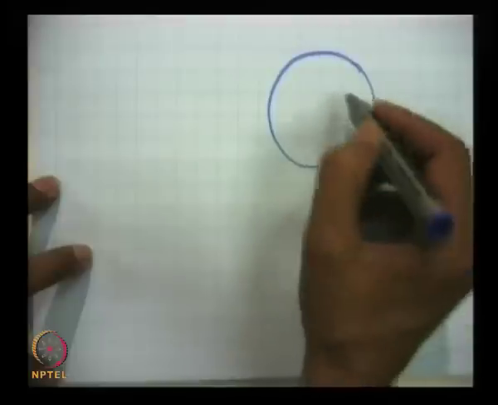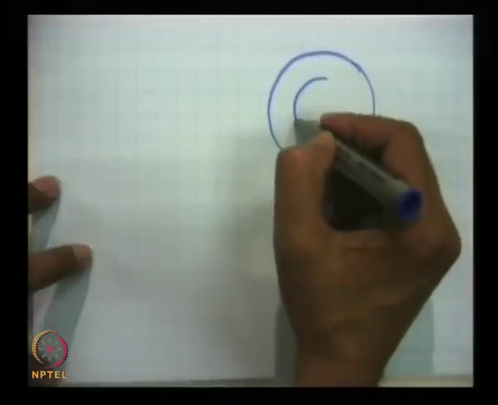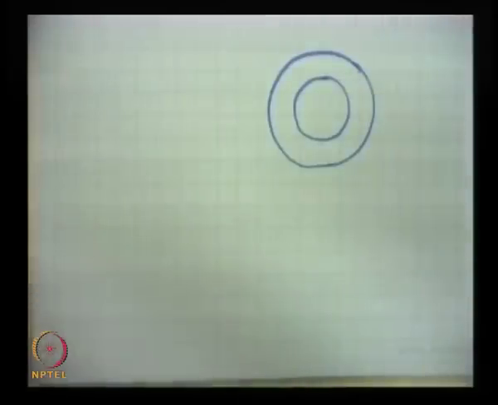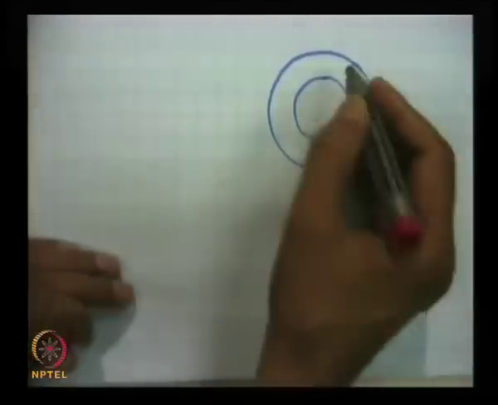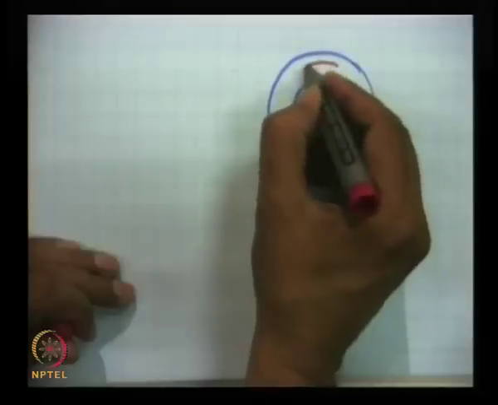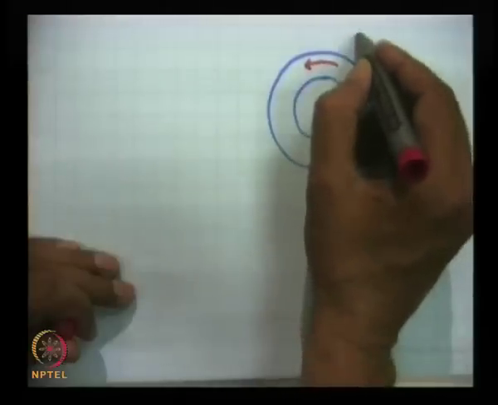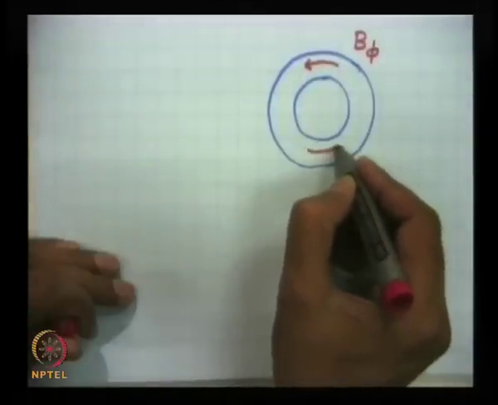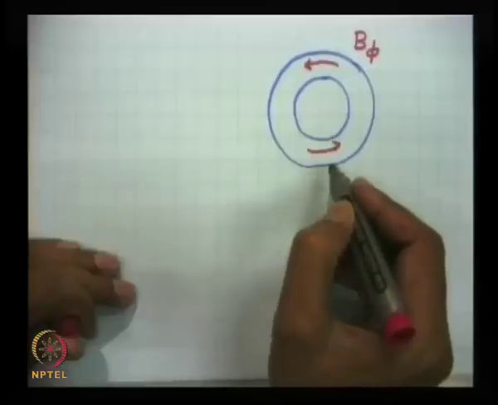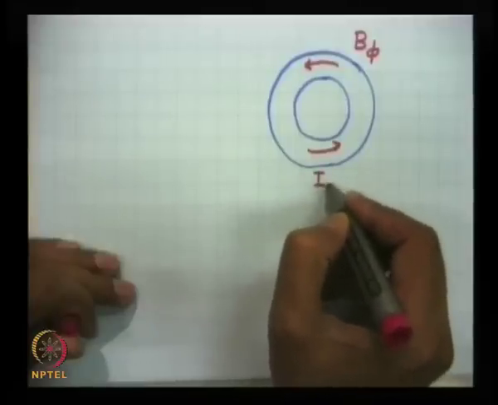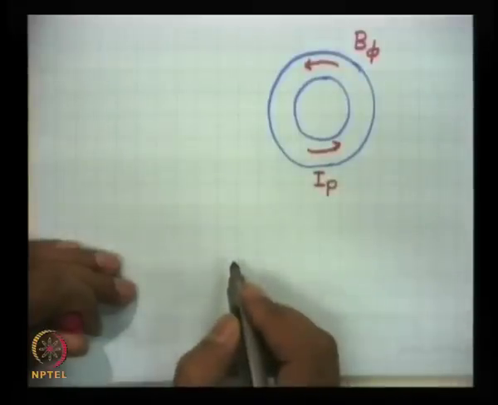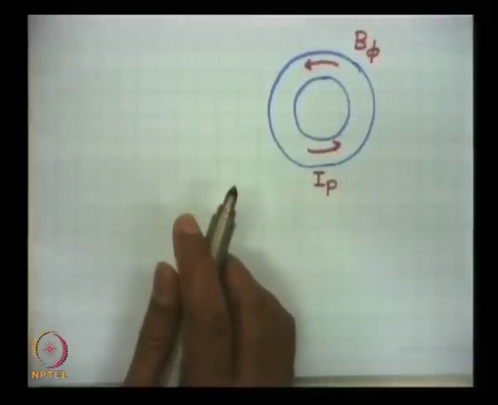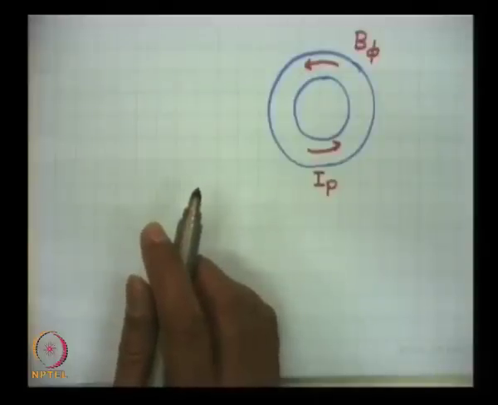It's a toroid, and the toroid has a magnetic field which is in this direction. I will call it the toroidal magnetic field B phi, and it also carries a current, plasma current, in the phi direction. I call it IP, the plasma current. Typical value of magnetic field in tokamak is around 4 tesla to about 100 tesla.